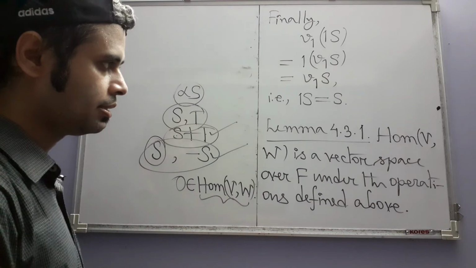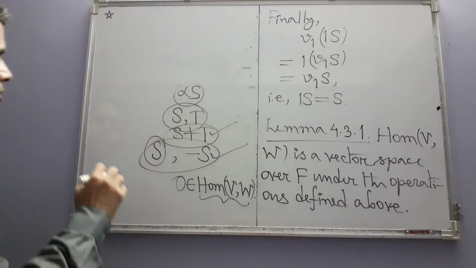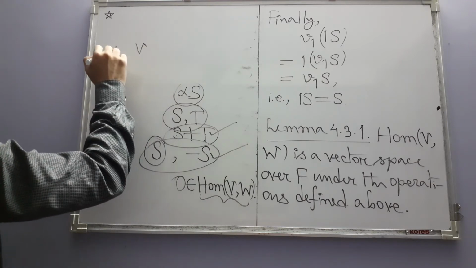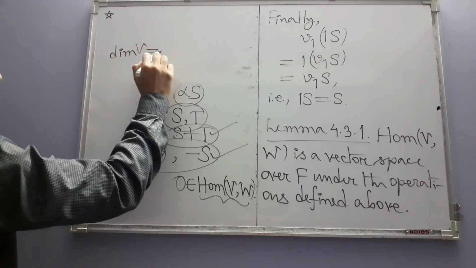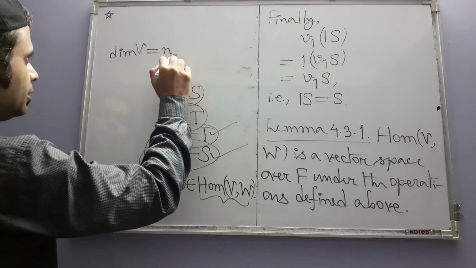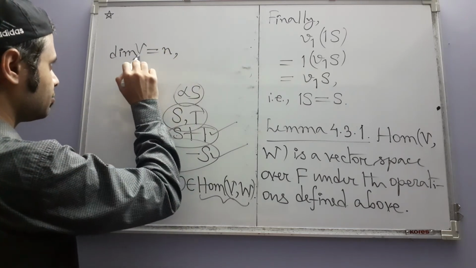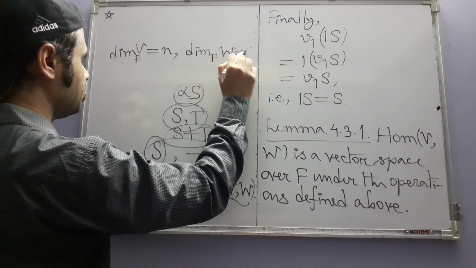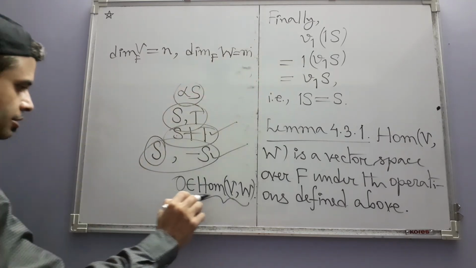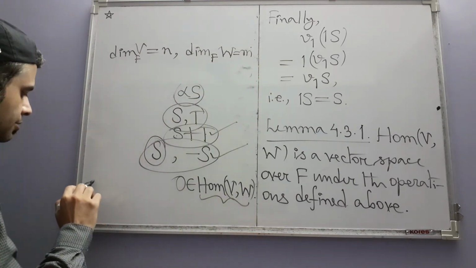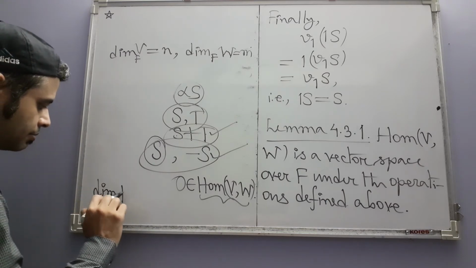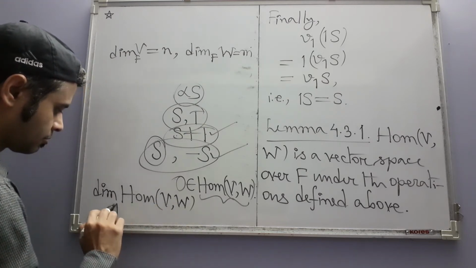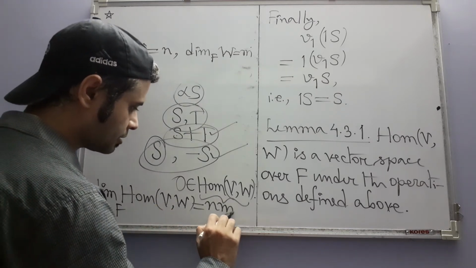But we will see in the next result that actually there are many things, and in fact we are going to show that if V and W are finite dimensional vector spaces, say V has dimension n over F and W has dimension m over F, then this is also a finite dimensional vector space and its dimension over F is the product of these two dimensions, nm.